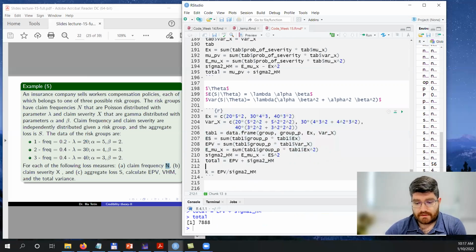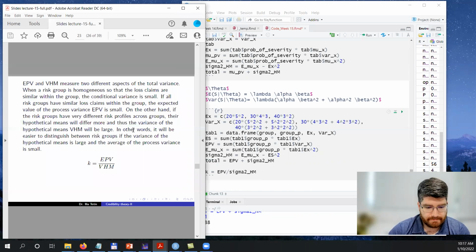So a really complex example. We will use this kind of example in our exam. So next lecture, we will put some more emphasis on what we're doing there, solve several tasks, and you'll be ready for your exam. So next thing, if you don't have any questions, then we could continue with, so this is the K value, which I specified over here. It will be easier to distinguish between groups if the variance of the hypothetical mean is large and the average of the process variance is small. So EPV is small, VHM is large, easier to distinguish between the groups.